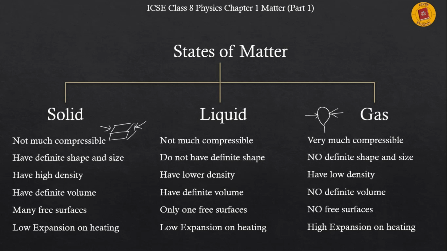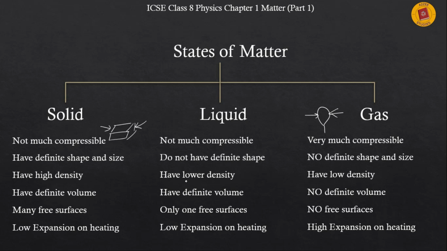Then solids have a definite shape and size. Everything that we have in front of us, solids, pencil, eraser, they have a particular shape. But liquids, as I said before, take the shape of the container in which they are poured. And gases also do not have any definite shape.